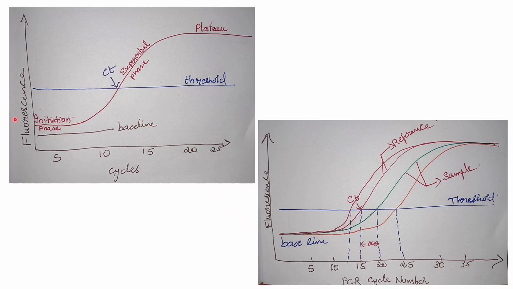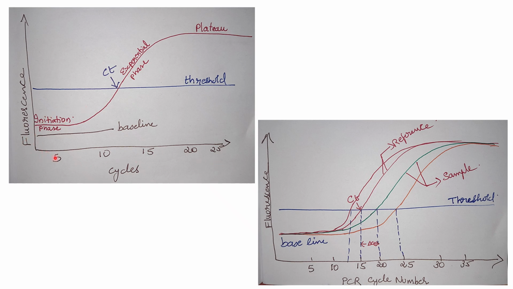Now see this amplification curve. This is one amplification curve. You will get many in your RT-PCR run. So this is the initiation phase, this is the exponential phase, and this is the plateau phase. The initiation phase occurs during the initial PCR cycles. So these are 5, 10, 15, 20. These are the various PCR cycles.